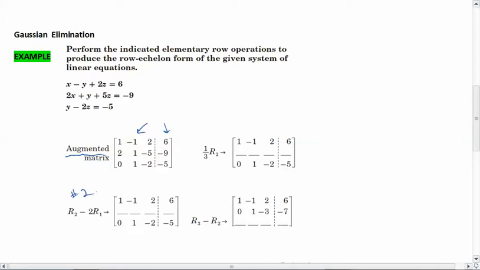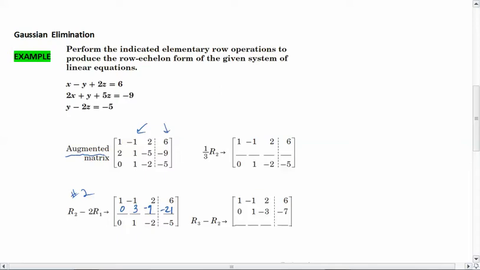So step 2 is to say row 2 minus 2 times R1. So let's look at that row 1. In order to get rid of this 2, or to make that 2 disappear, we would need to multiply row 1 by 2 and then subtract it from row 2. Or you could think about it as multiplying row 1 by negative 2 and then adding it. It's the same way to think about it. So we get 0, 3, negative 9, and negative 21.